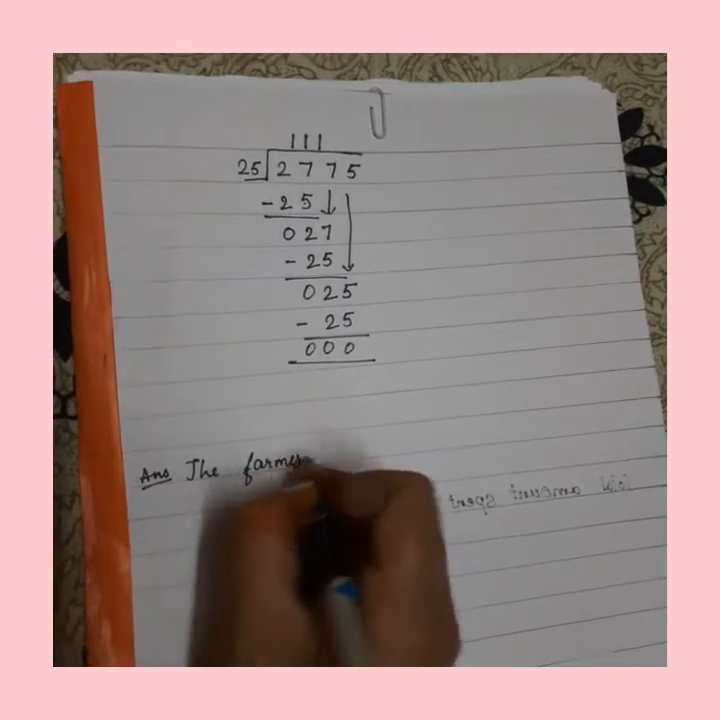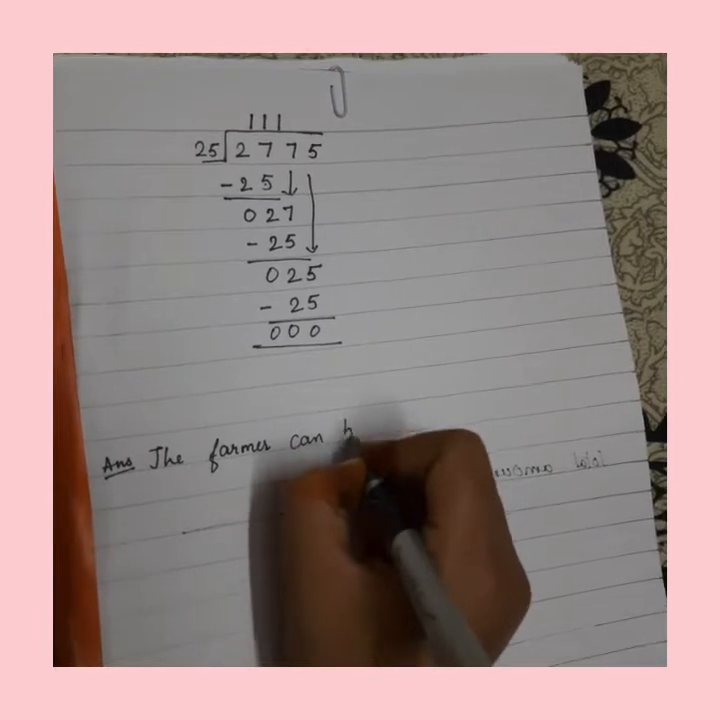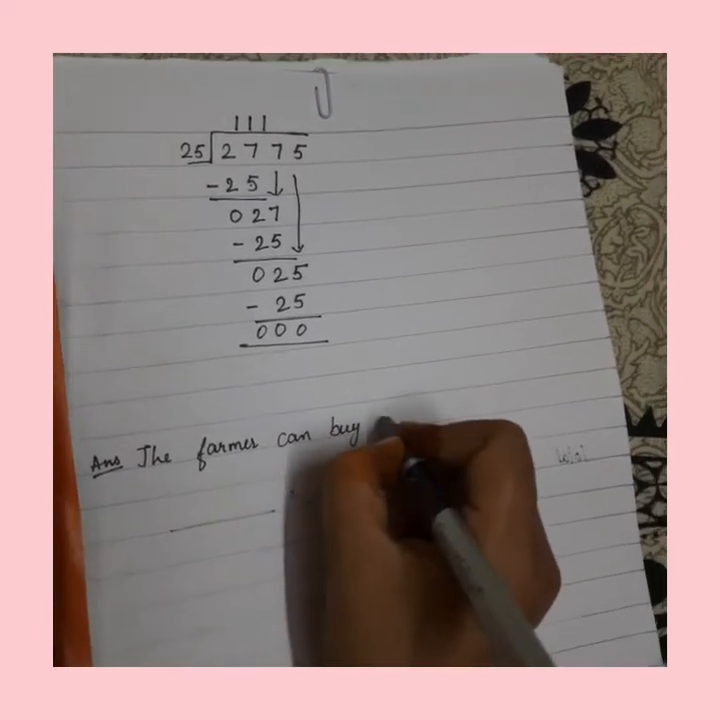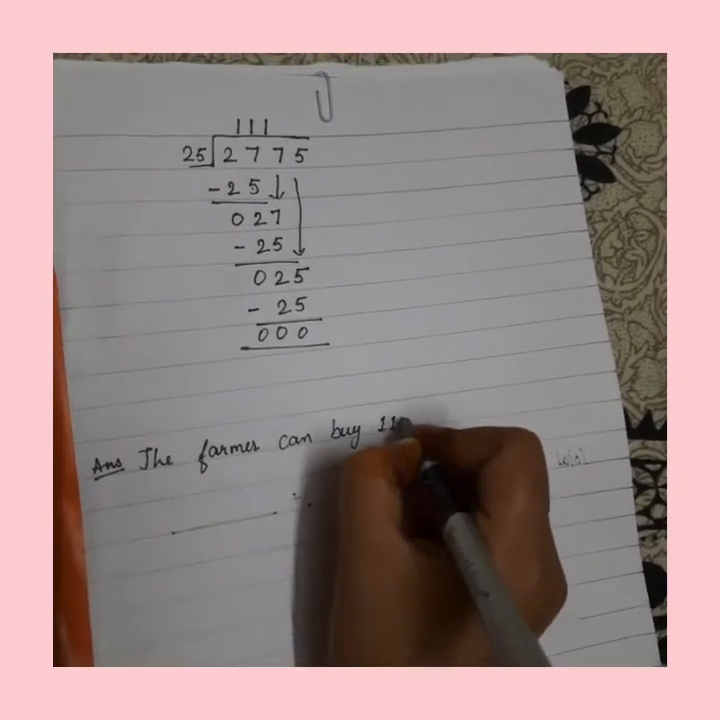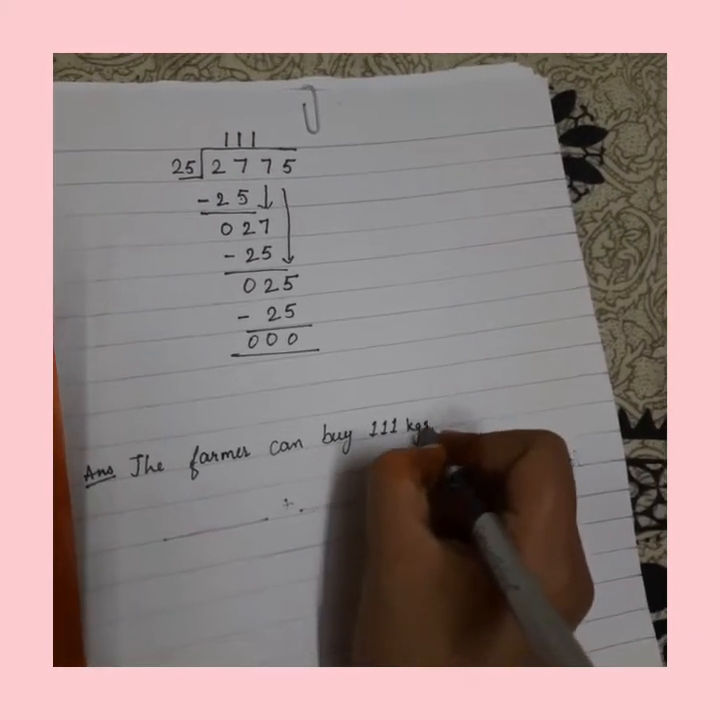So in the answer you can write here the farmer. This is the concluding statement you have to write. The farmer can buy 111 kgs of rice.